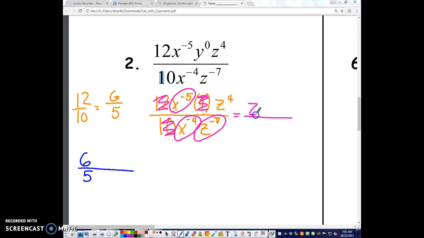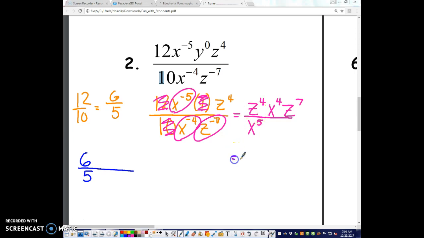So z to the fourth can stay here. He's fine. But this x to the negative fifth needs to come down here and become x to the fifth. This x to the negative fourth needs to move up and become x to the fourth. And this z to the negative seventh needs to come up and become z to the seventh. Okay, all we did was move them to the other spots.